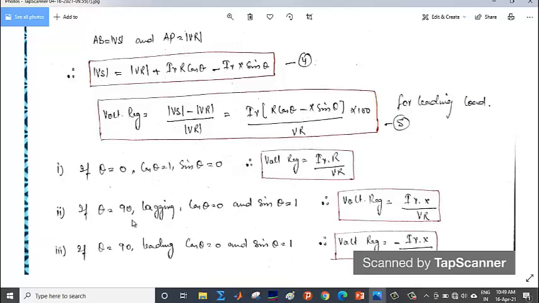If theta is equal to 90 degrees lagging, then this is not to be used. Here we have to use a plus. Cos theta is equal to 0, this term goes, and sin theta is equal to 1, this term remains. It will be IR into X divided by VR. It will be like this.